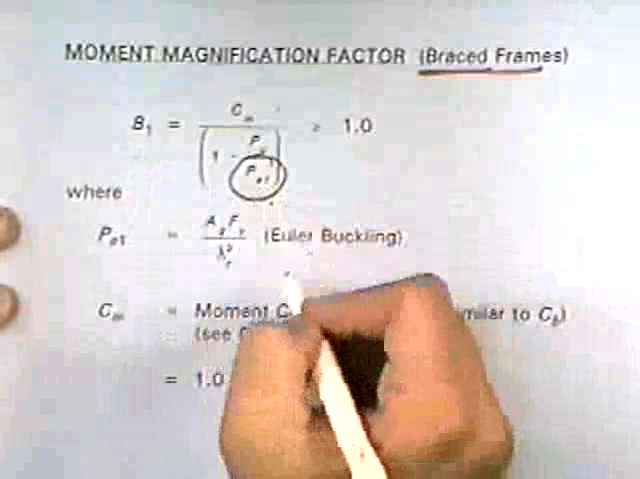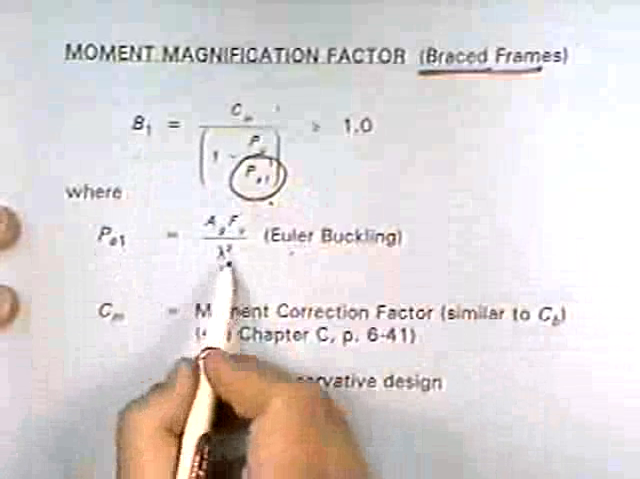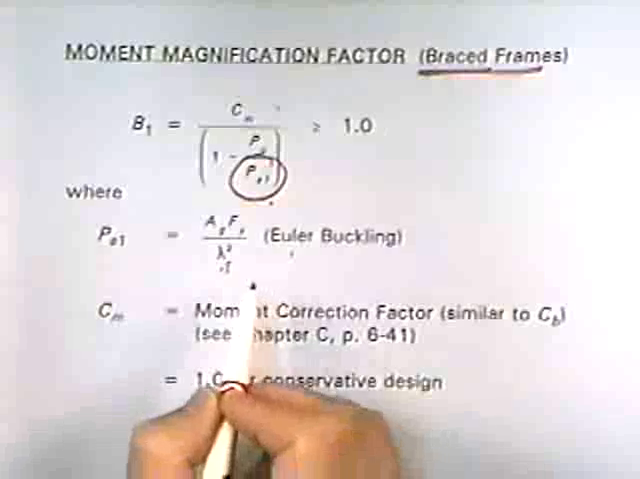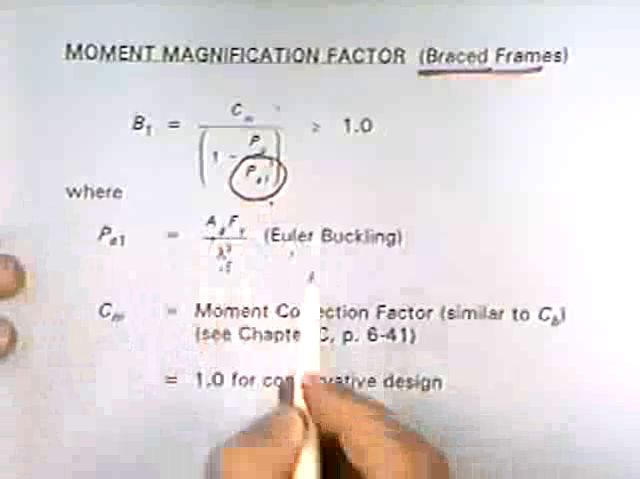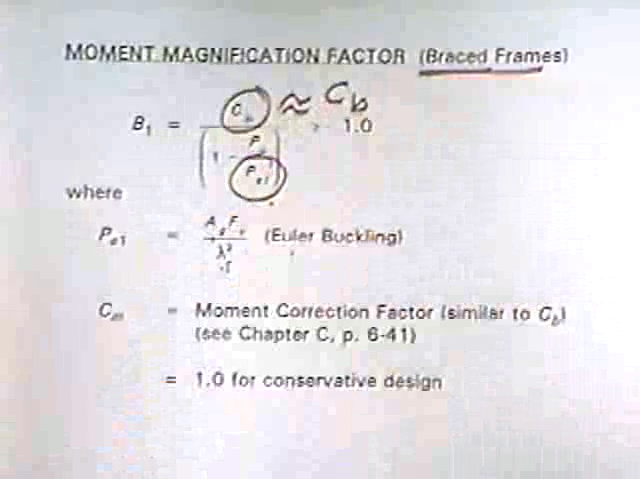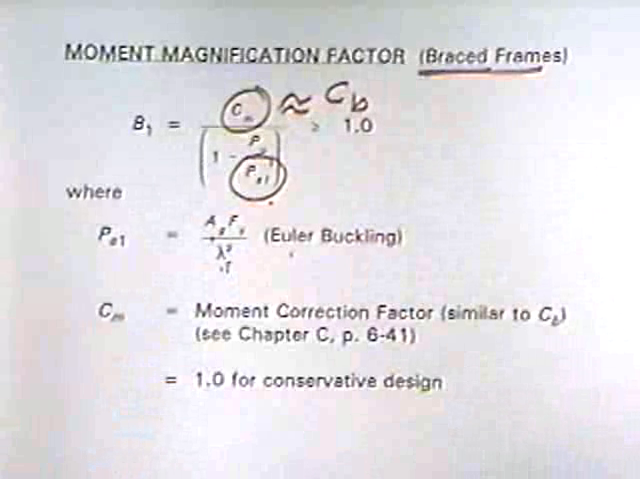where PE1 is the actual Euler buckling load, where you're using lambda sub c for the member. That's easy to calculate. The C sub m is similar to the C sub b term that we used for bending capacity. Likewise, I told you for C sub b, use C sub b equal to 1. It's conservative. Here, the same thing. Just use C sub m equal to 1. It saves you a lot of hassle.